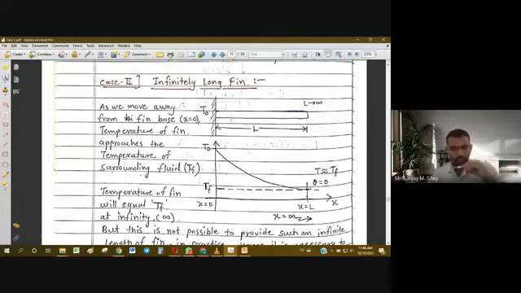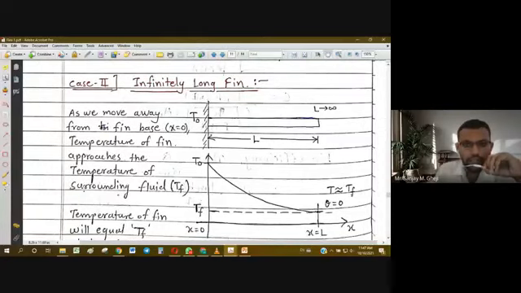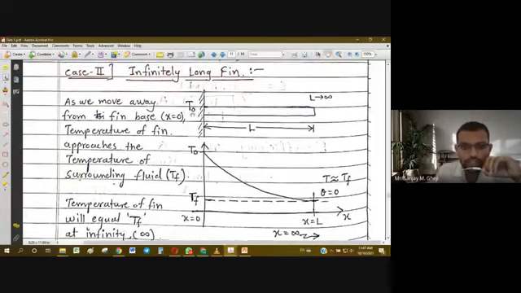Now let us move on to case number 2. Case number 2 is pin fin with infinite length, or as you can read on your screen, it is an infinitely long fin. Again, the diagram will be the same, only the change will be at the end, in how we apply the boundary conditions. Depending on that, the analysis will change.